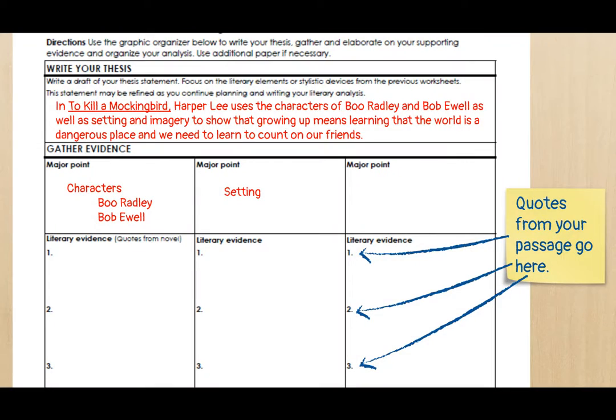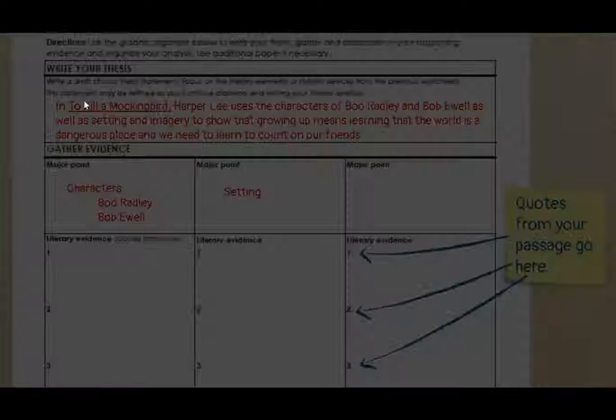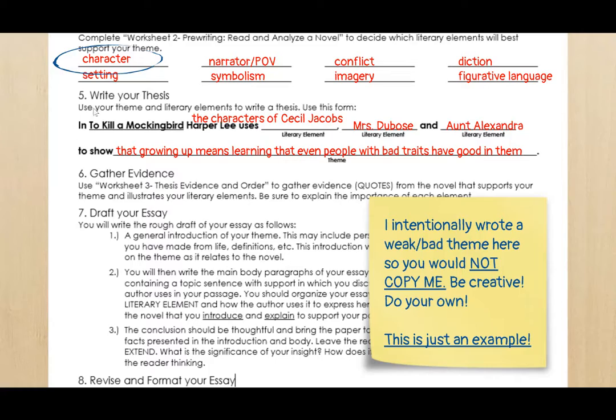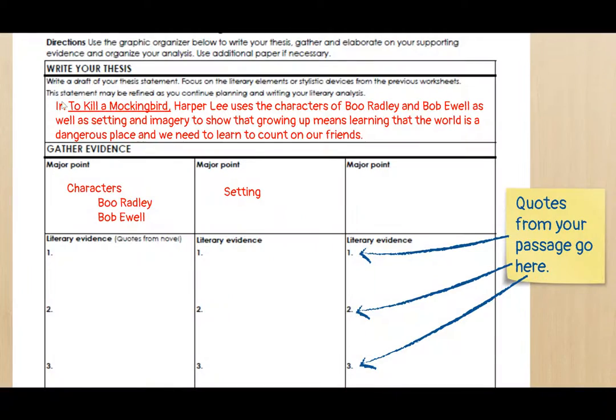This is where I was before. So here's the thesis. This is the same thing from number 5. I put it in that box right here. So in To Kill a Mockingbird, Harper Lee uses the characters of Boo Radley, Bob Ewell, as well as setting and imagery to show that growing up means learning that the world is a dangerous place and we need to learn to count on our friends. And then I'm going to take those literary elements. So the characters of Bob Ewell, Boo Radley, that was the first literary element. And then setting, that's the second literary element. And then the third literary element is imagery. And I put that right here.